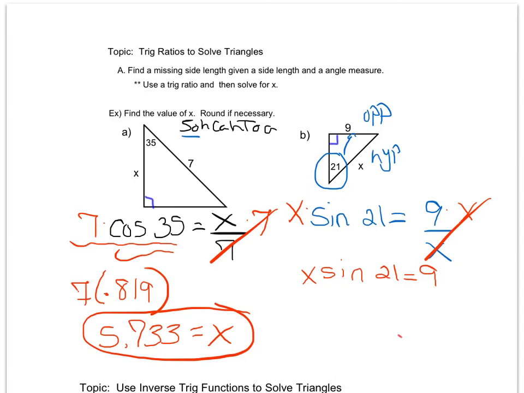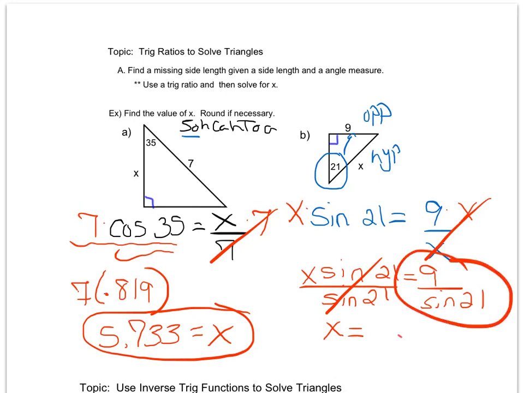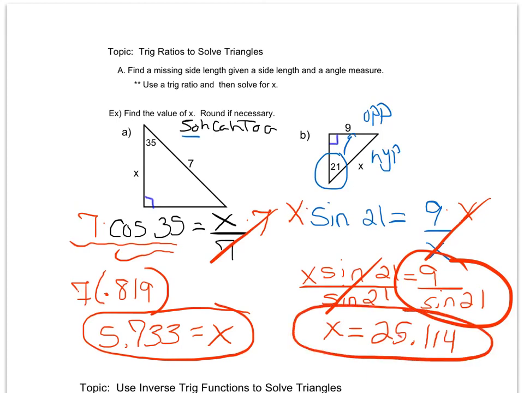So I still can't solve this. I still have to do something else to get x by itself, but at least it's not in the denominator. So I can divide both sides by sine of 21. I cancel here and I get x equals, here's my exact form. I put it into my calculator, 9 divided by sine 21, and I get 25.114. And unless told otherwise, we will always round to 3 decimal places, since once you hit AP Calculus, that is what we will do, since that is what is required of you on the AP Calc exam.